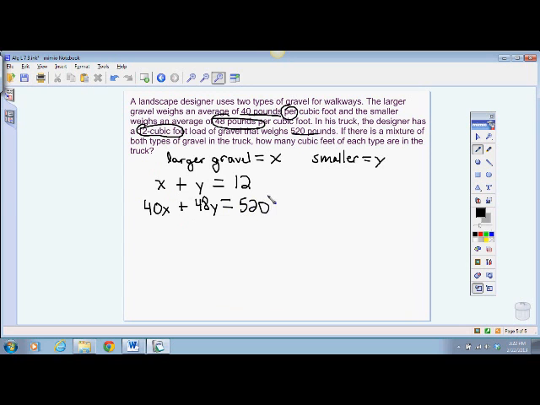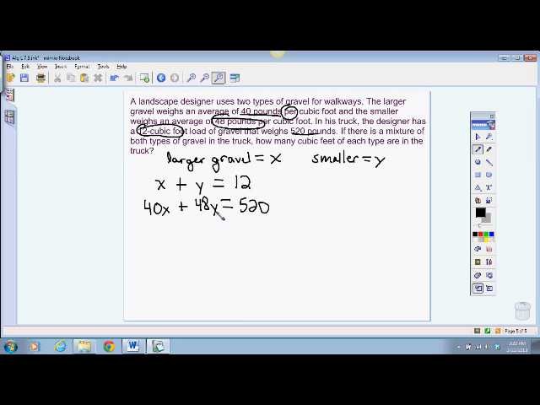Even though it doesn't look like we have enough information to set up a problem, we're talking about two things here: the amount of gravel, 12 cubic feet total, larger plus the smaller, and the total pounds. How much does the larger weigh? How much does the smaller weigh? Now we can multiply to solve for how much of each.